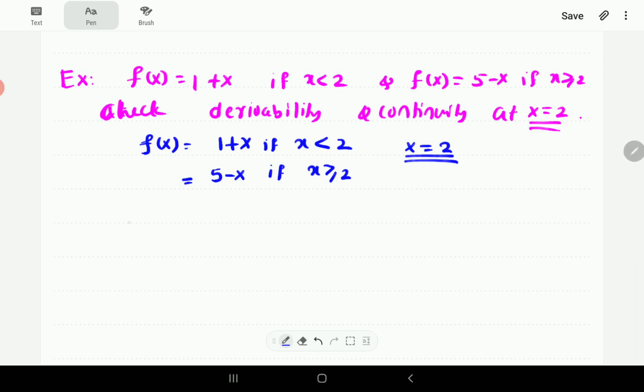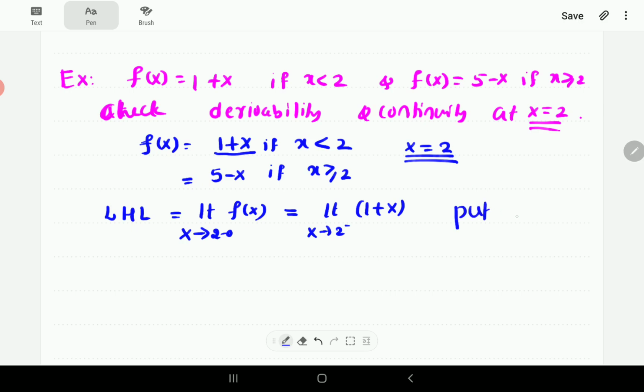For continuity, let us see the left hand limit. That is nothing but the limit of f of x as x tends to 2 minus 0, since we have to check at x equal to 2. So this is equal to the limit as x tends to less than 2. When x is less than 2, the given function is 1 plus x, as x tends to 2 minus 0.